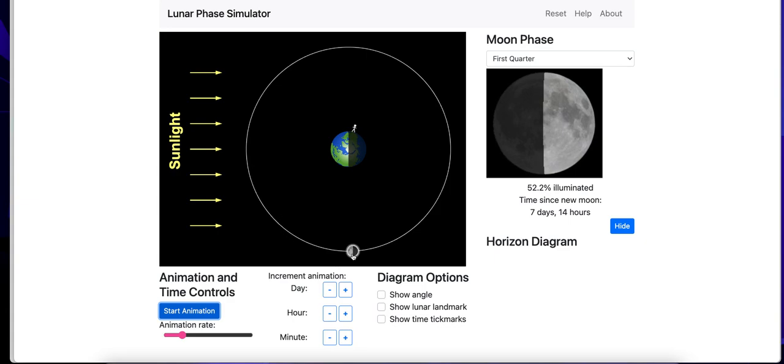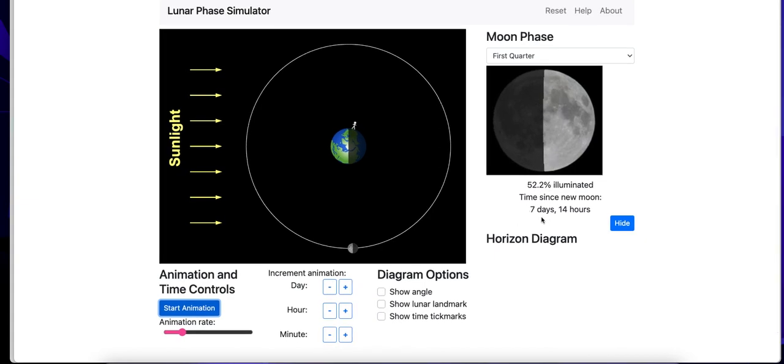So we are now at the first quarter, which is where half the moon, the half that's lit by the sun, is visible to us. We can see a first quarter moon, and we are at about 7 days in. We're at 52% illuminated, so we're about halfway there, what we see from this perspective. All right, and then we're going to start moving into the next phase immediately.